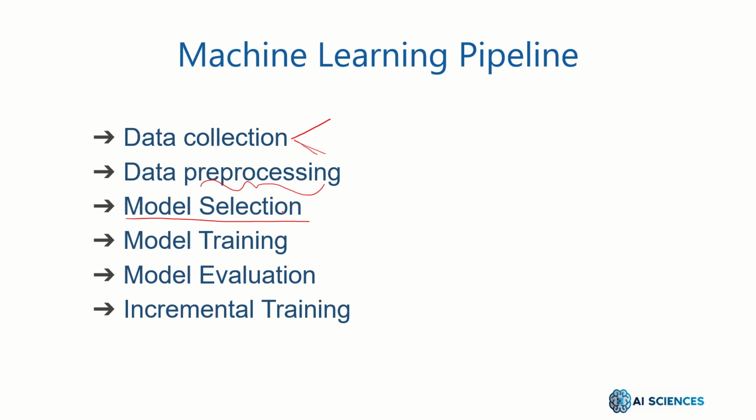Then we have model training. Once we have selected and finalized our model, the next part is how to train the model. We have data available, we have a model to train. The next task is model training. We need to train the model. There are multiple training policies. How to train a model, there are multiple choices in there as well.